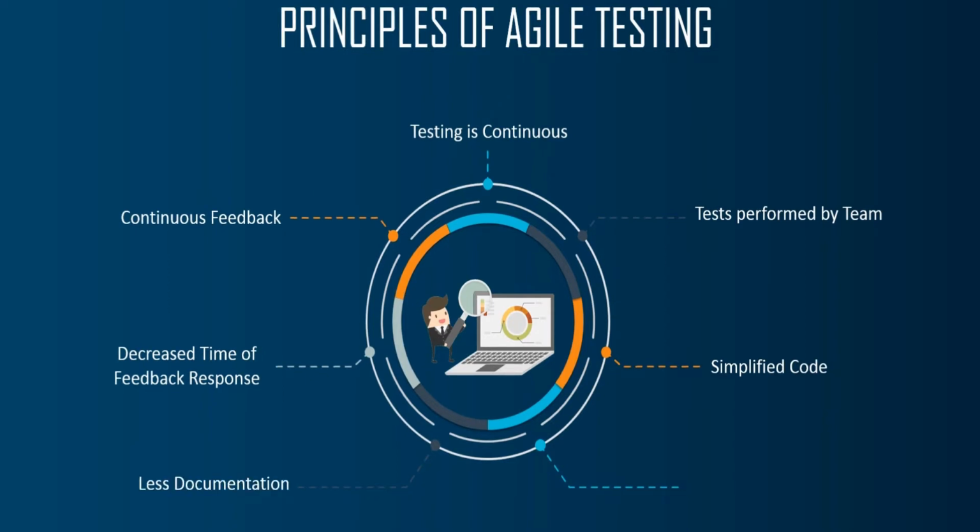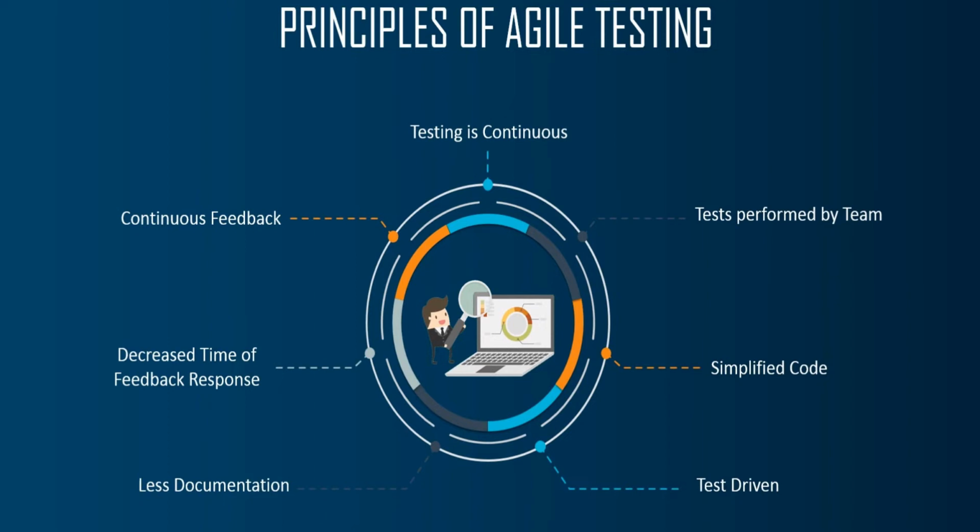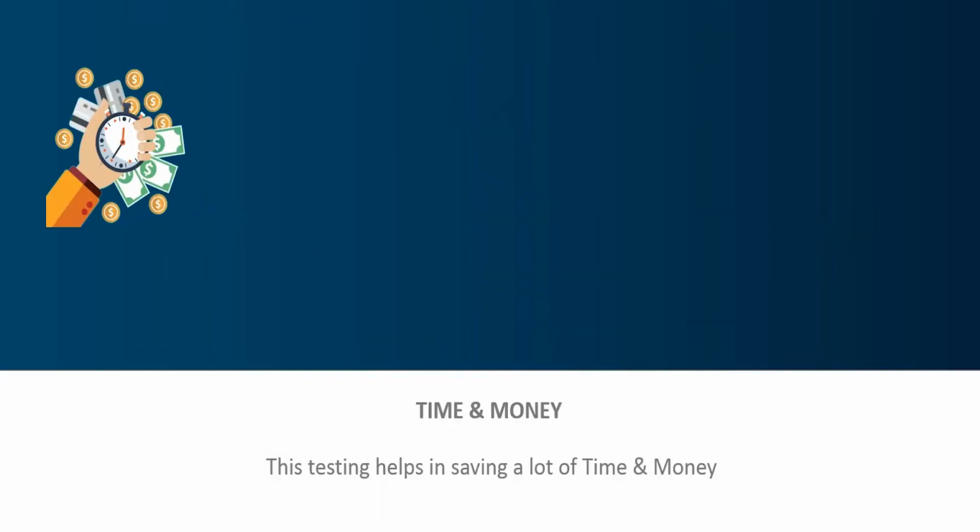Less documentation. The Agile team uses a reusable checklist and the team focuses on testing instead of the incidental details. Test driven. In Agile methods, you need to perform testing at the time of implementation. But in the traditional process, the testing is performed after implementation. Advantages of Agile testing. Time and money. This helps in saving a lot of time and money.